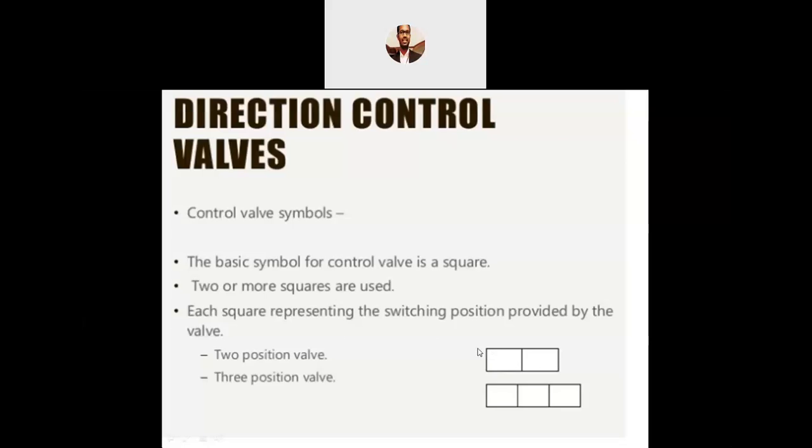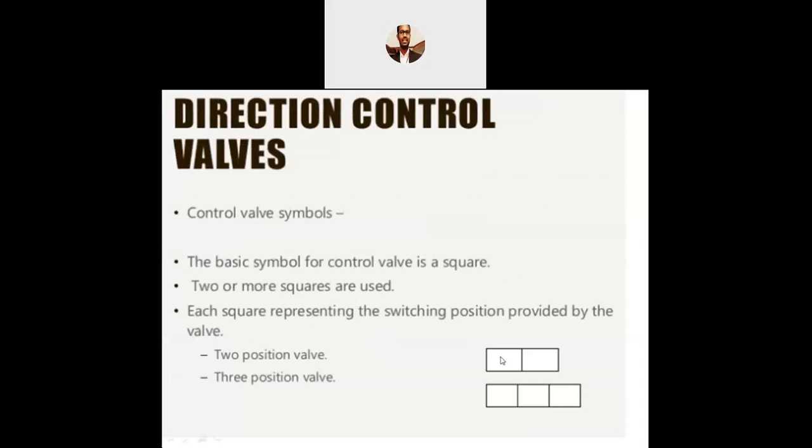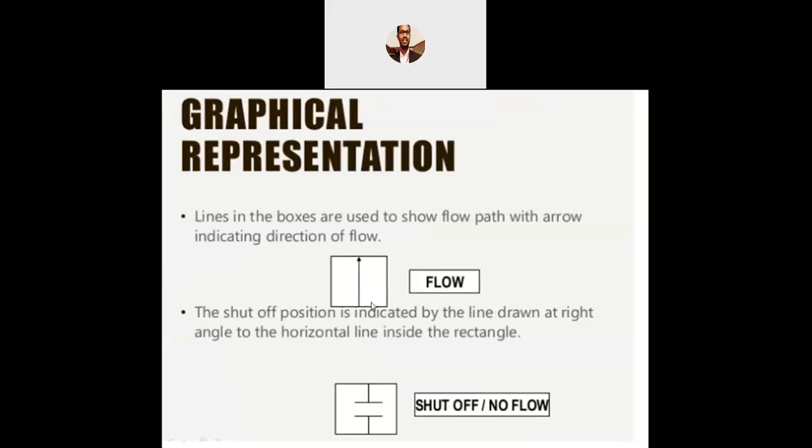I have already told you, this symbol will indicate the inlet and outlet, that is the number of ports I am talking about. There are two ports, correct? So this line will indicate two ports, and the boxes will tell you the number of positions. Flow is from bottom to the top. This is what is graphically represented. Lines in the boxes are used to show the flow path with arrows indicating the direction of the flow. So this arrow mark is indicating that the flow is going from bottom to top.